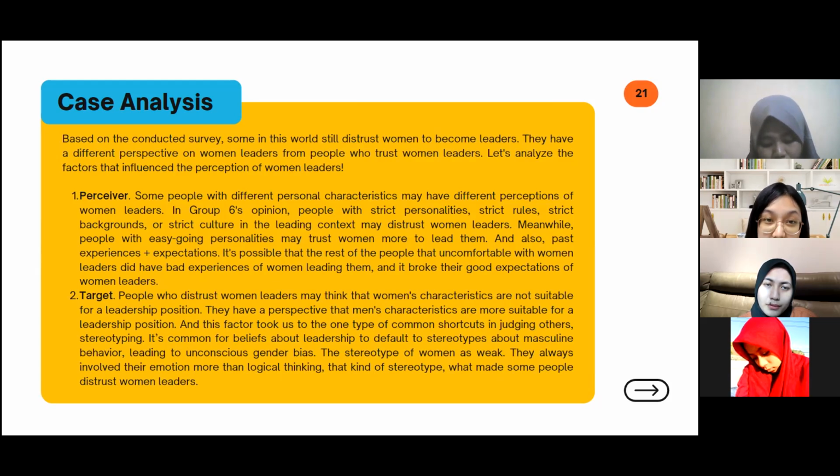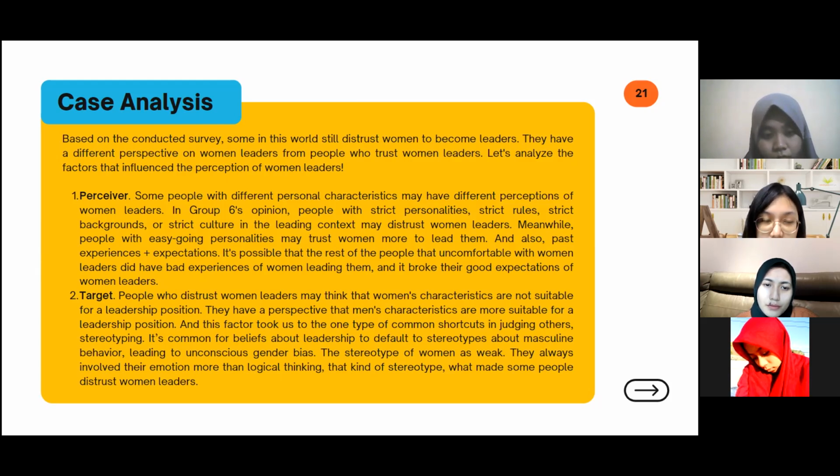Some people with different personal characteristics may have different perceptions of women leaders. In Group 6's opinion, people with strict personalities, strict rules, strict backgrounds, or strict culture in the leading context may distrust women leaders. Meanwhile, people with easygoing personalities may trust women more to lead them. And also past experiences and expectation. It's possible that the rest of the people who aren't comfortable with women leaders did have bad experiences of women leading them, and it broke their good expectations of women leaders.